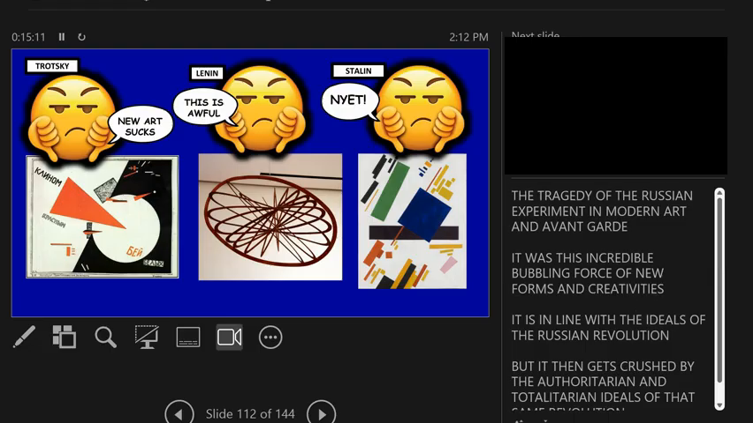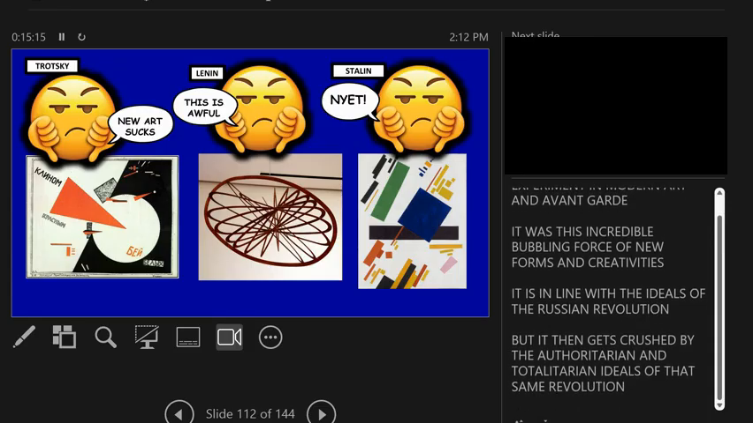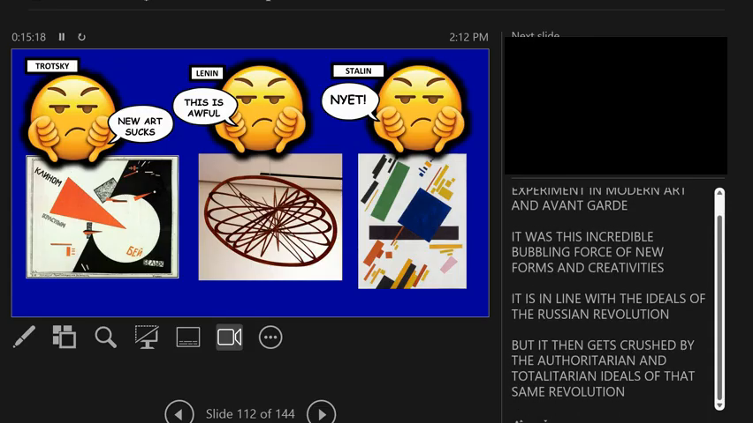So the tragedy of the Russian experiment in modern and avant-garde art was that it was an incredibly bubbling force of new forms and creatives. It is in line with the ideals of the Russian Revolution, but then it gets crushed by the authoritarian and totalitarian ideals of that exact same revolution.